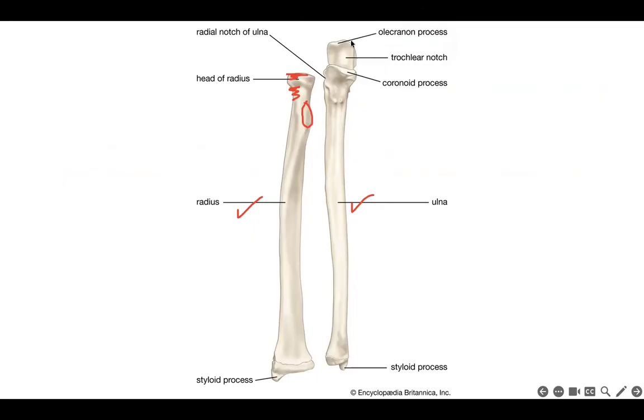Regarding the ulna, this is the olecranon process. This is the coronoid process. And in between is the notch articulating with the trochlea of the humerus, named the trochlear notch. So: olecranon process, coronoid process, and trochlear notch.